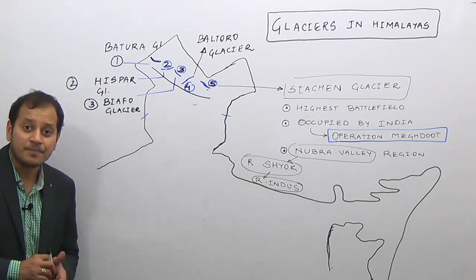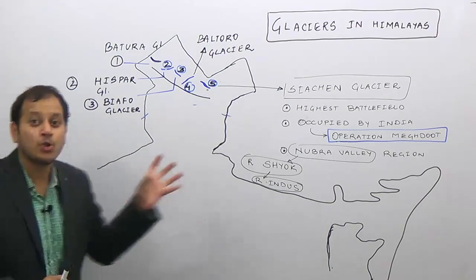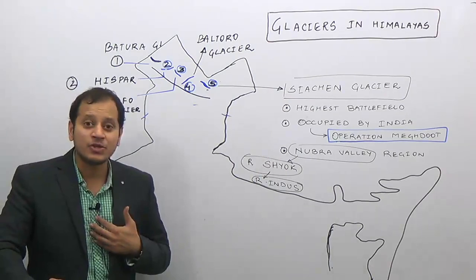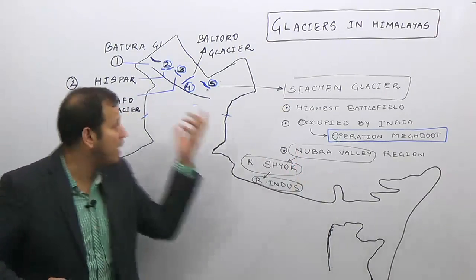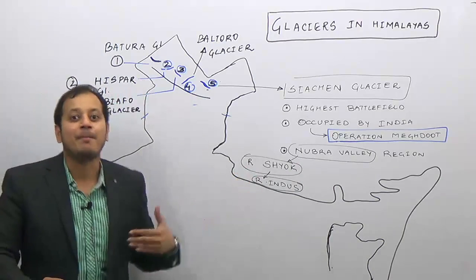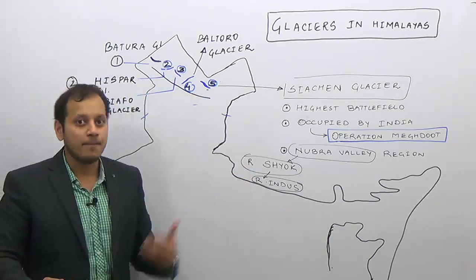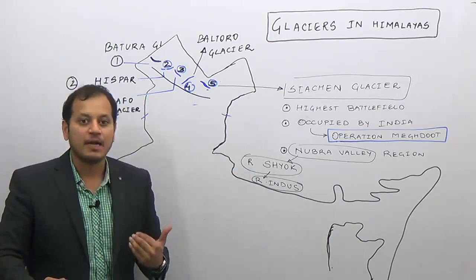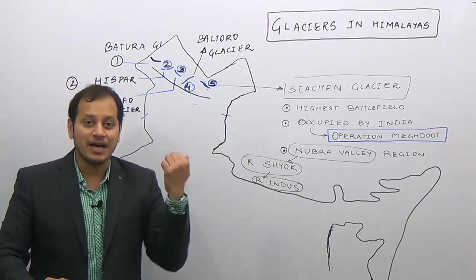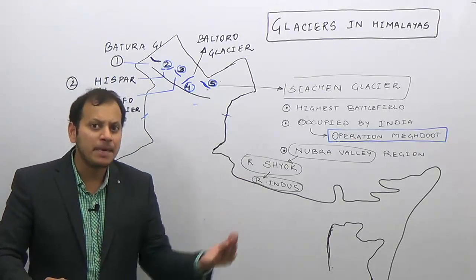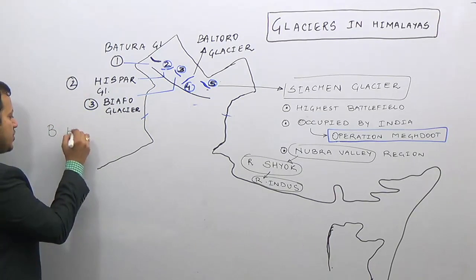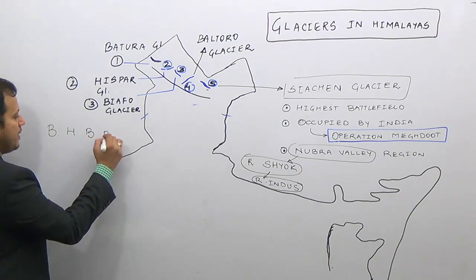Revise with me again. Start from the westernmost point, Batura Glacier. You remember here Batura Glacier. After that, Hispar Glacier. So something shortcut. Then Biafo Glacier. Then Baltoro Glacier. And lastly, Siachen Glacier. So from west to east, these are B, H, B, B, S.